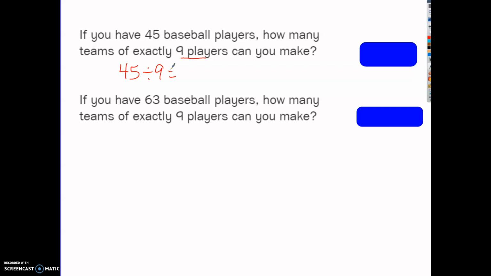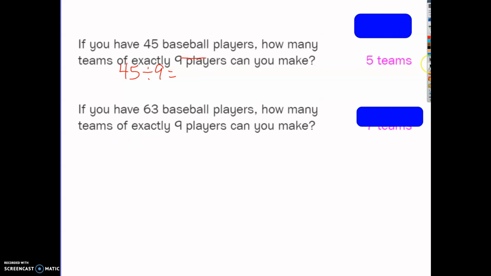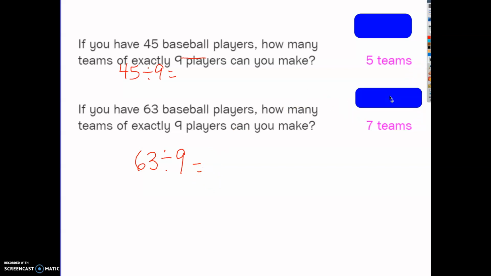All right, did you solve it? So 45 into groups of 9 equal players, I should get 5 teams. What about if I have 63 baseball players and I want to have exactly 9 players on a team? How many teams can I make? So 63, make equal groups of 9. How many equal groups of 9 can you make? How many teams of 9 can you make? You should have gotten 7.